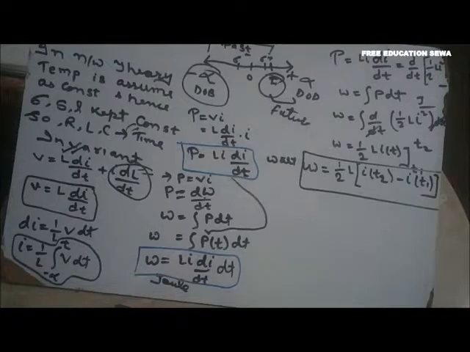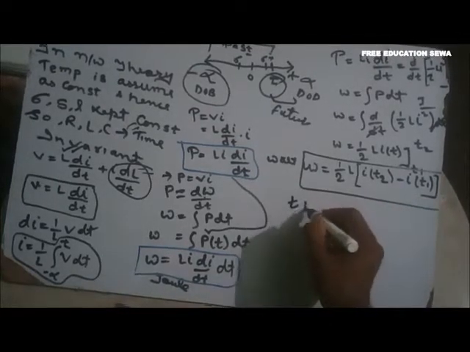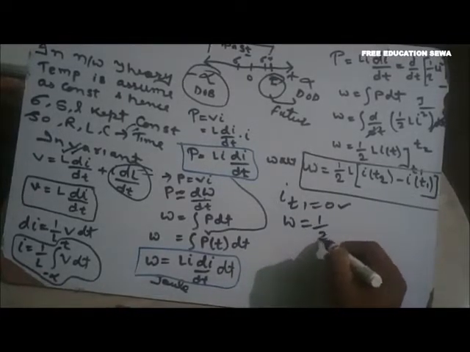Now we will calculate W equals half L, L is constant, so we take out i(T2) square minus i(T1) square. This one is the formula. Let us assume that the current at T1 is 0. If the current at T1 is 0, then W equals half L i(T2) square. That is nothing but instantaneous work done, and its initial energy is 0. Because this one is 0, this means energy is 0. For instantaneous work, we will call this one.